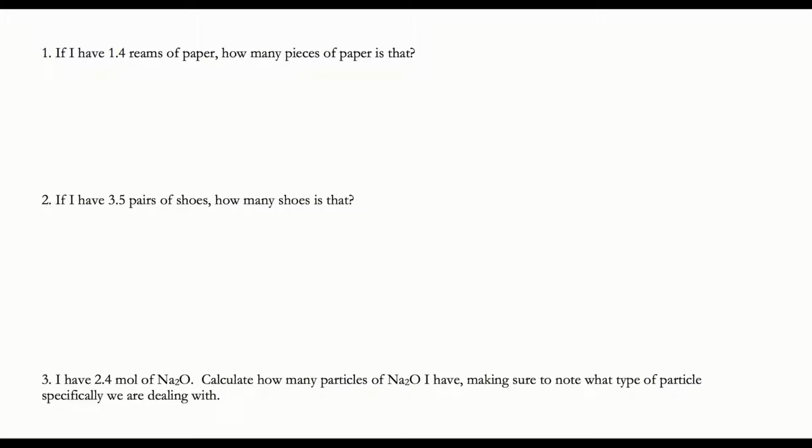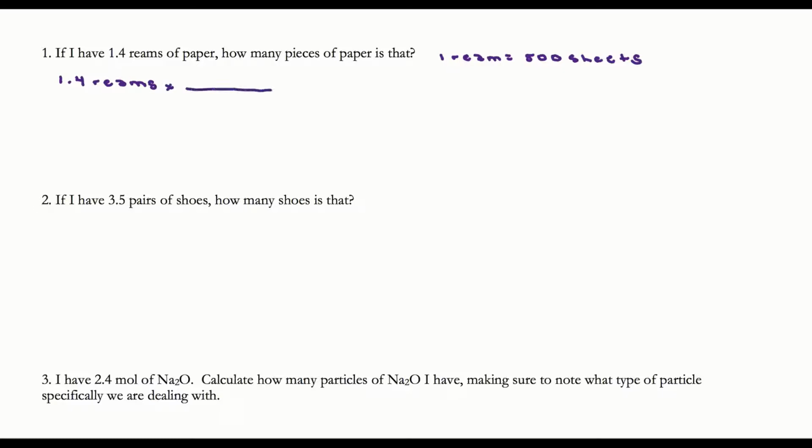Okay, so for number one, it says, if I have 1.4 reams of paper, how many pieces of paper is that? Well, I know that one ream of paper is 500 sheets of paper. Okay, so let's actually show that conversion. So my given here, and I'm not going to worry about sig figs in my final answer, I have 1.4 reams of paper. Okay, and I need to get that into sheets of paper.